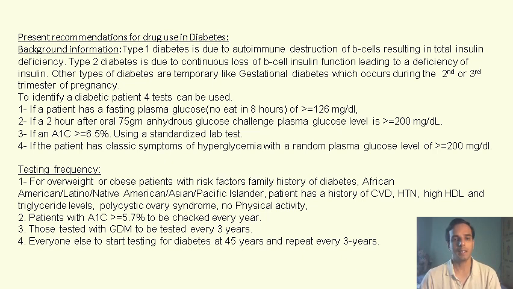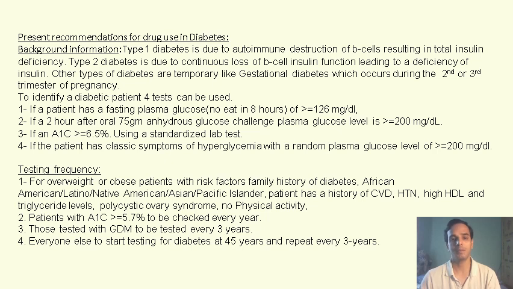To identify a diabetic patient, 4 tests are used. If a patient has a fasting plasma glucose of greater than or equal to 126 milligrams per deciliter after 8 hours of no eating, they could be considered diabetic. Two hours after an oral 75-gram anhydrous glucose challenge, a plasma glucose level of greater than 200 milligrams per deciliter would consider a patient to be diabetic.